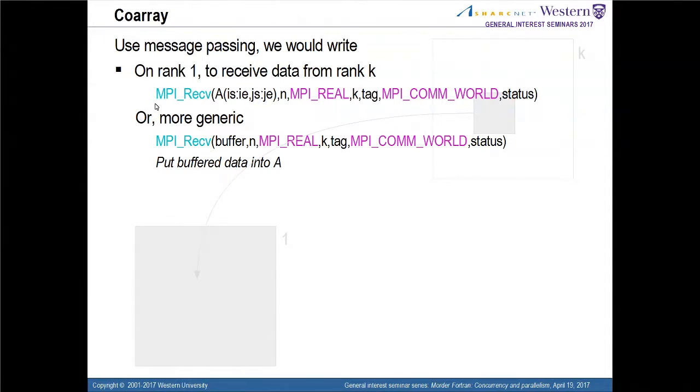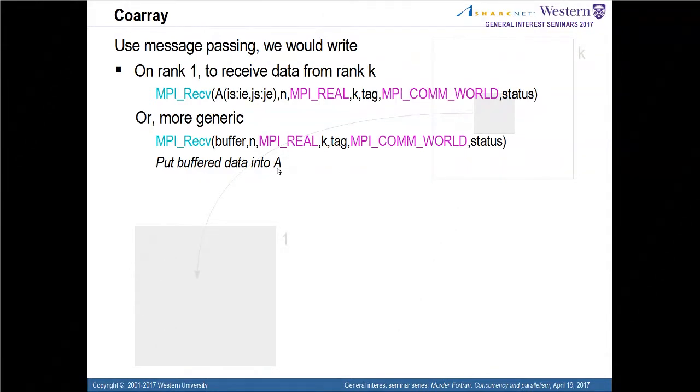So on process 1 or rank 1, we need to place this call to receive the data, receive the n elements. This is a number of elements from K, and to put them in the right location. Or more generically, we need to receive the n elements of the data of the real from process K and put them in the buffer, which is temporary storage, and then put the buffer data back into array A.